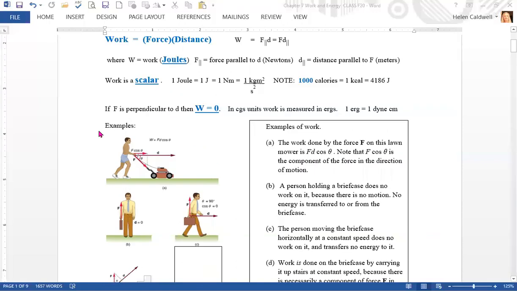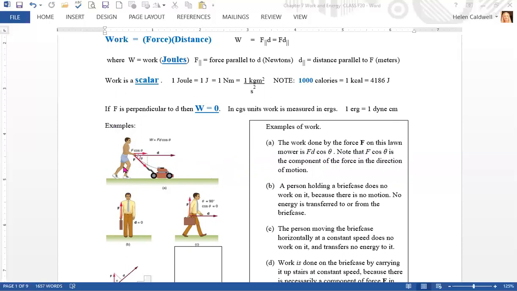So work is a scalar. It has magnitude but not direction. If the force is perpendicular to the distance, then the work done is 0. What does that mean? That means that in order for an object to move horizontally, at least some part of your applied force has to be in the horizontal direction.